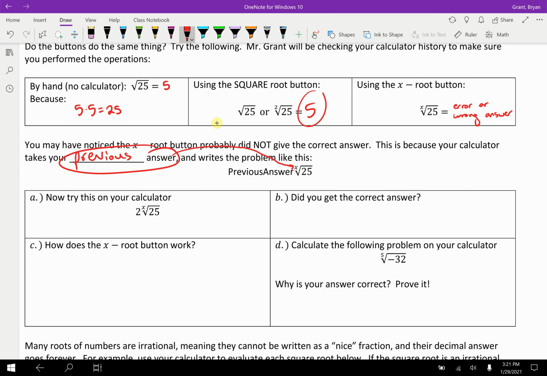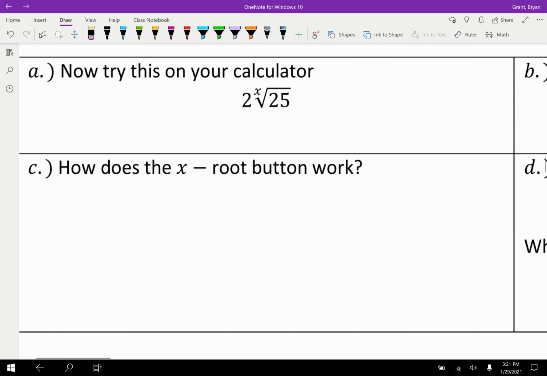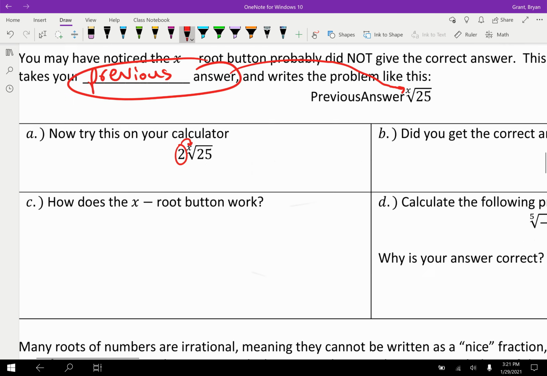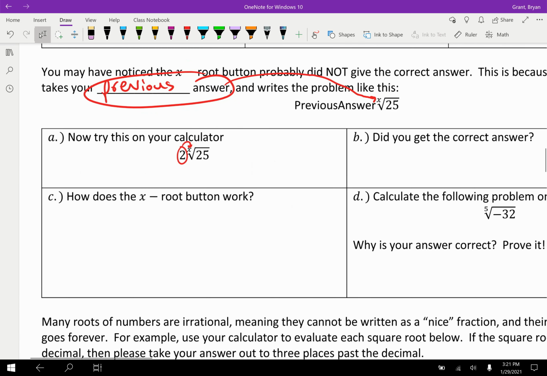So if your previous answer was 5, it's going to put 5 as the index up there, and that's not what you want to happen. What you do want to happen is on your calculator, you're going to want to type in 2 and then the x root and then 25. And what that's going to do is it's going to move the 2 into the x and it's going to find the square root of 25. And I'll let you write that out down here.